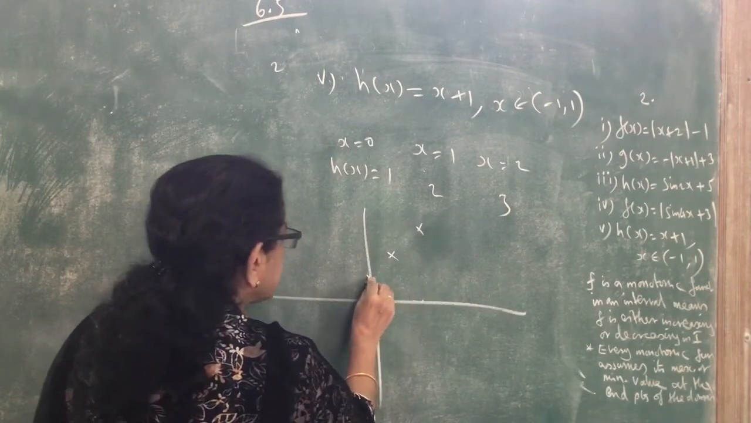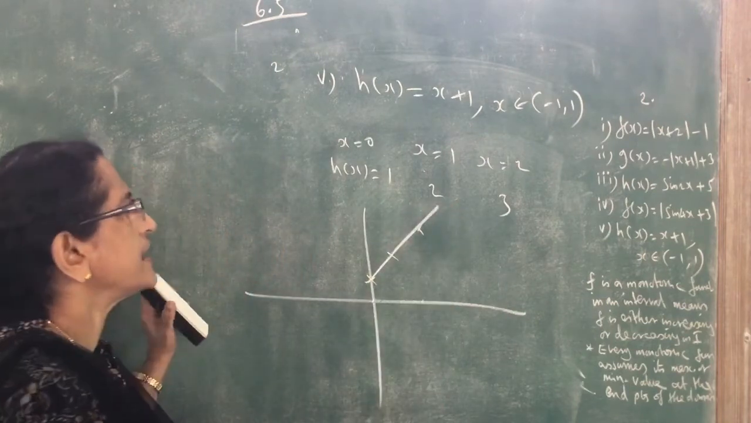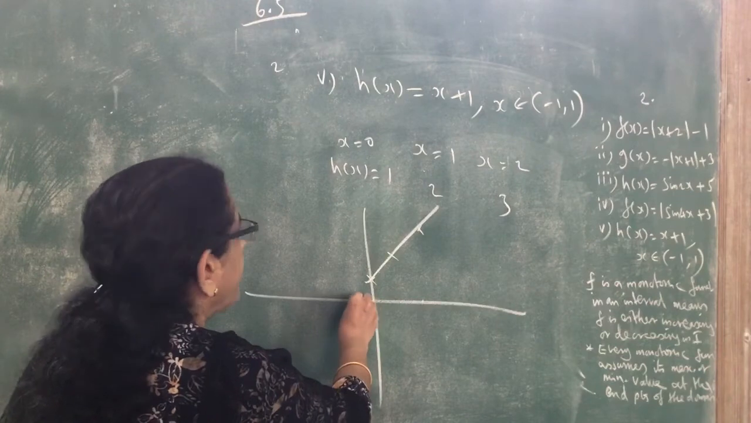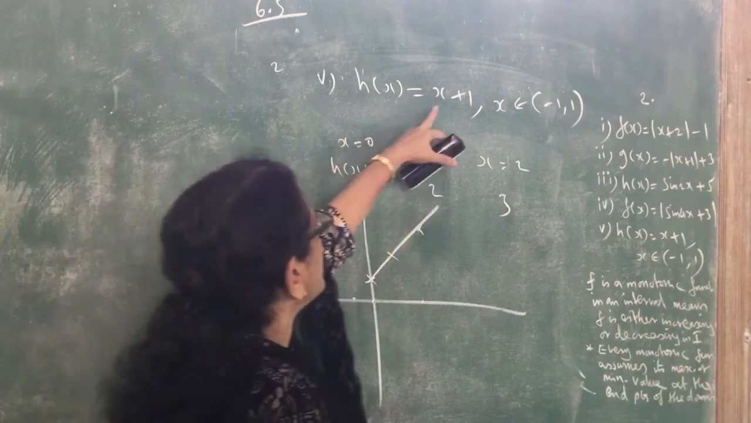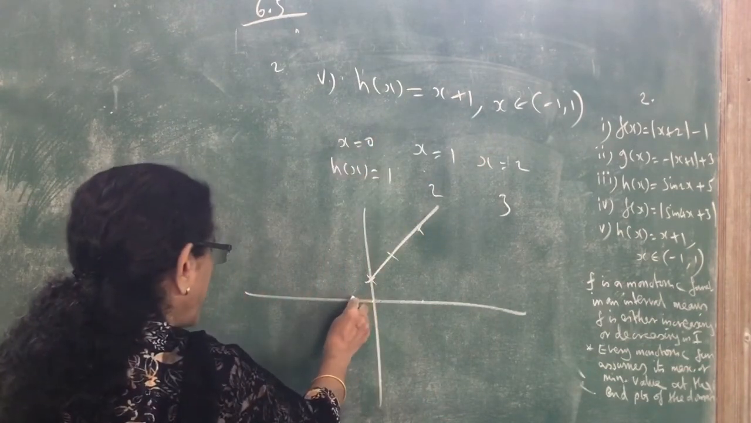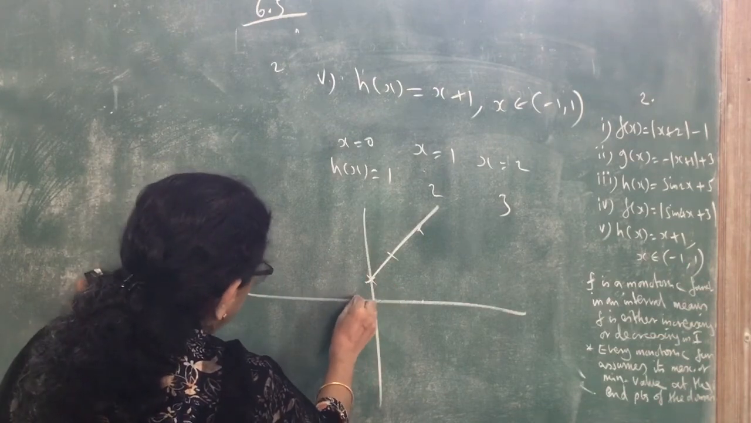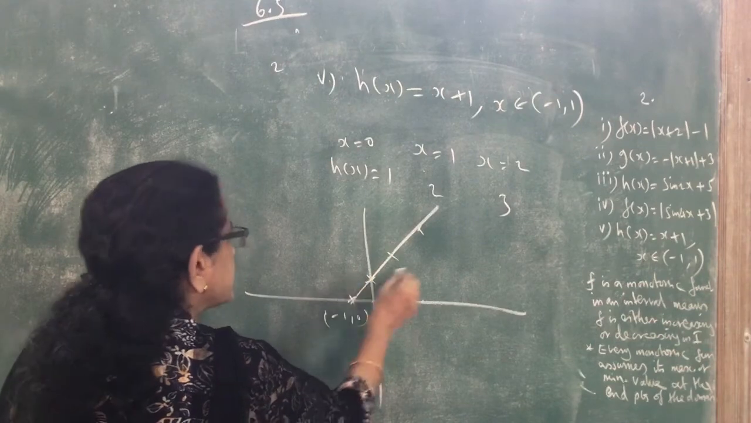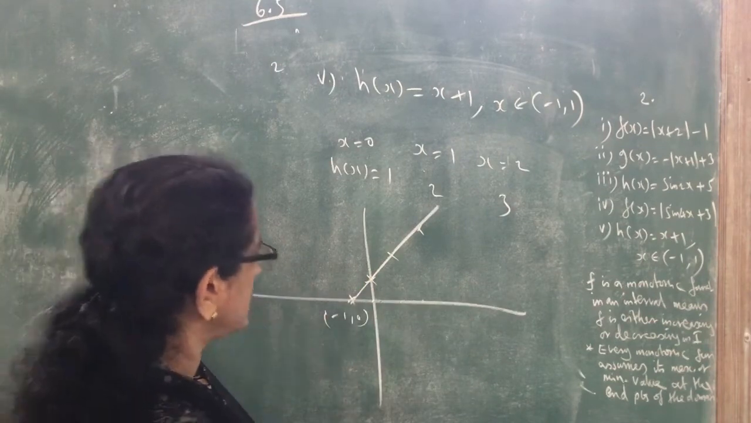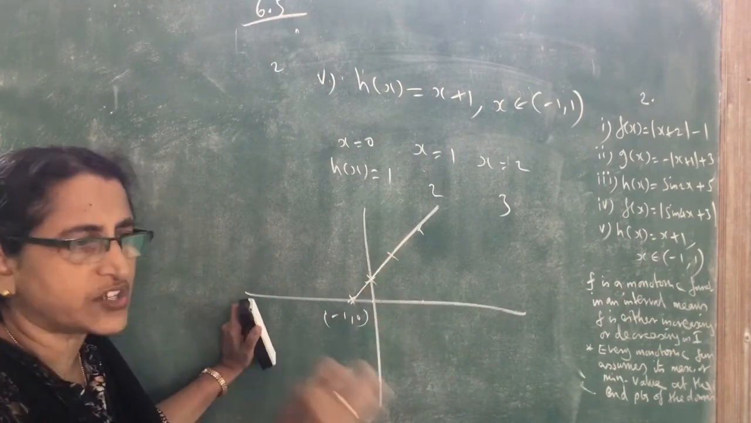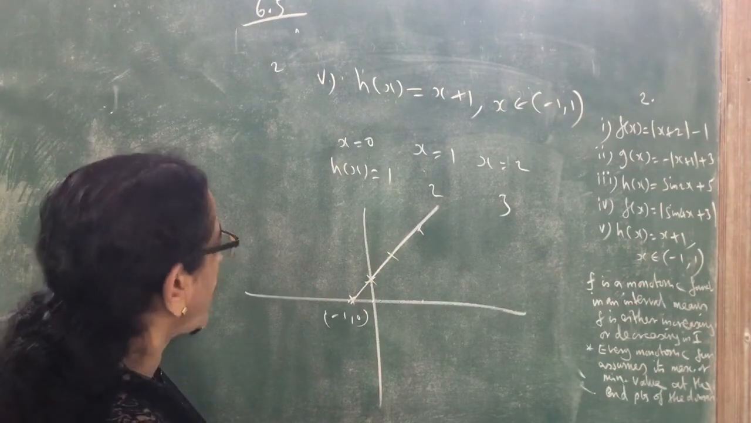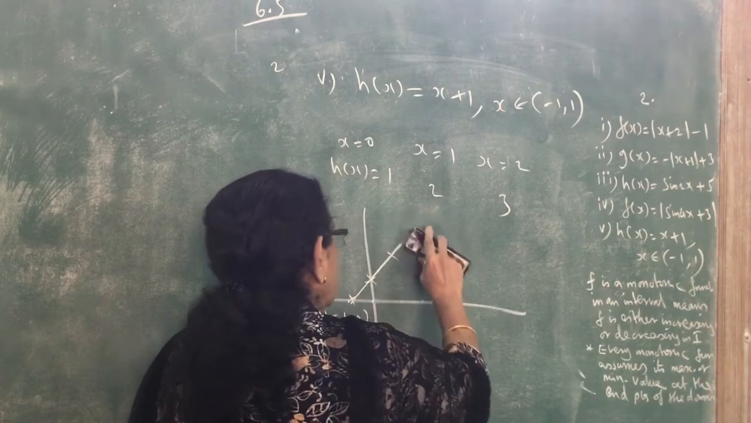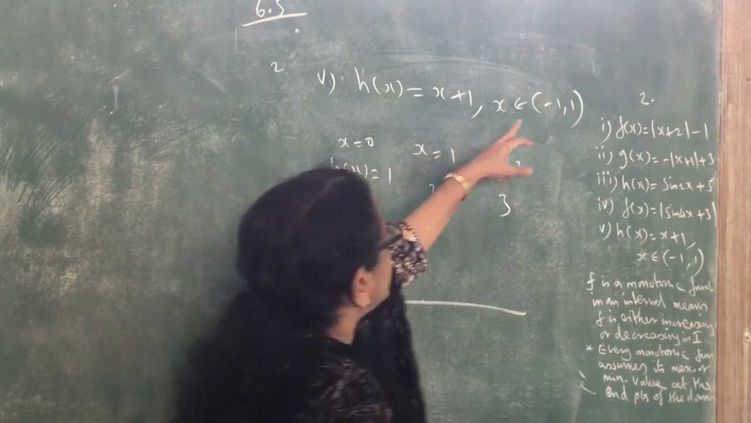So the line is like this. It's a straight line. Minus 1 to 1. So x equal to minus 1: minus 1 plus 1, 0. When x equal to minus 1, this point, minus 1, 0. So that point, this is the line. And x equal to 1, the line is only from minus 1 to 1. So when x equal to 1, y equal to 2. So only that line from minus 1 to 1.